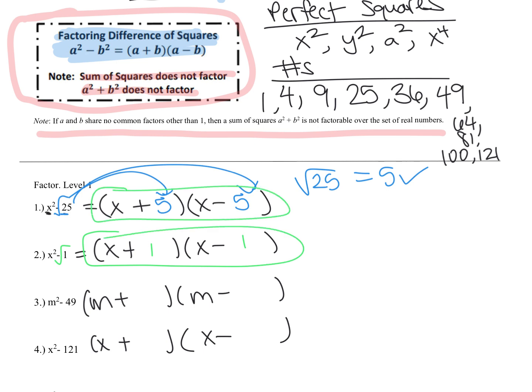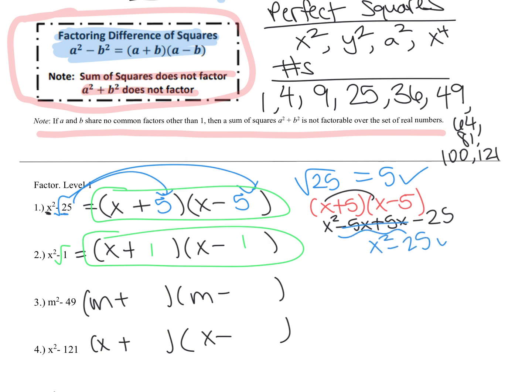And what's really cool is if you multiply this back out, I would get x squared minus 5x plus 5x minus 25. And then the middle terms cancel out, and I'm left with x squared minus 25, right? So you can always multiply it back out to check it. All right, so for number 3, I take the square root of 49. I get plus 7 and minus 7, or n minus 7 times n plus 7. And then the square root of 121 is 11.